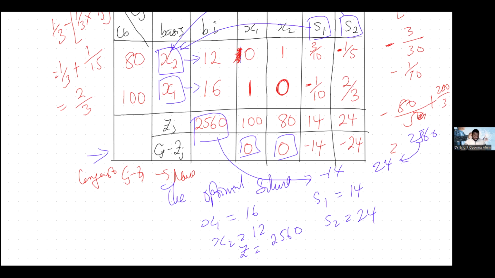Our next example, we'll look at the minimization problem, where we subtract the slack variables and add an artificial variable.